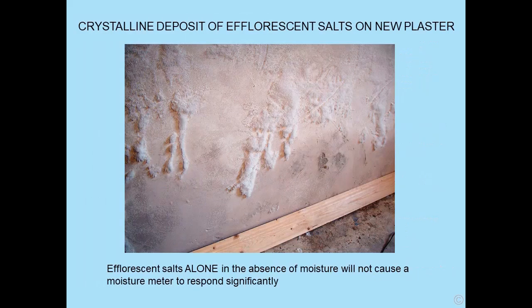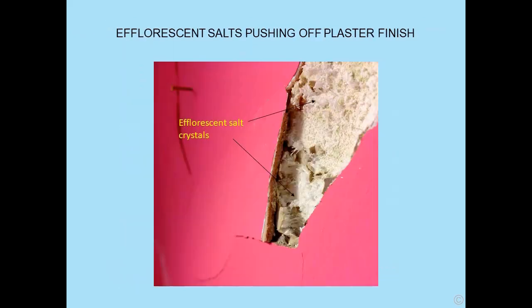Crystalline deposit of efflorescent salts on new plaster is a good example of it there. And just one point about efflorescent salts. They alone, in the absence of moisture and any other form of contamination, will not cause an electrical moisture meter to respond significantly. Here they are, forming on the surface of a render, and they are literally cracking and blowing off the plaster finish.